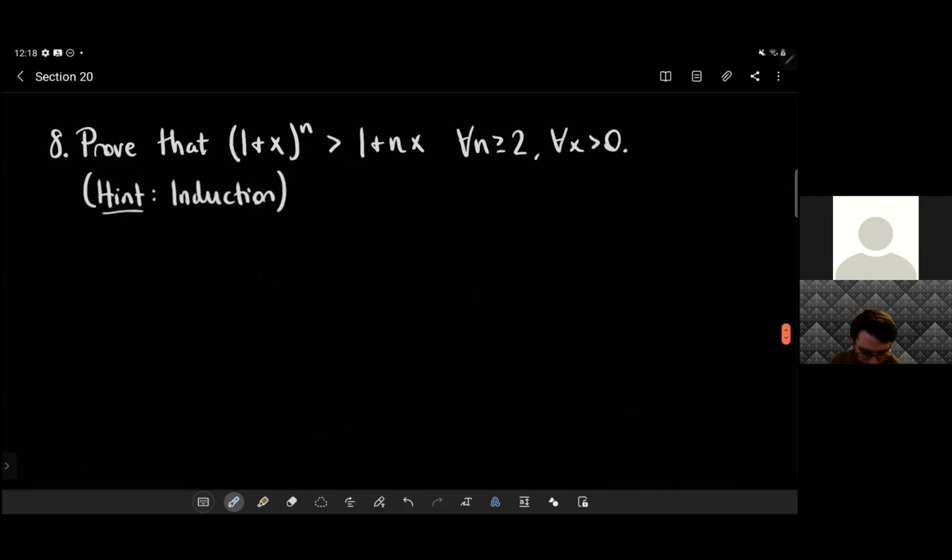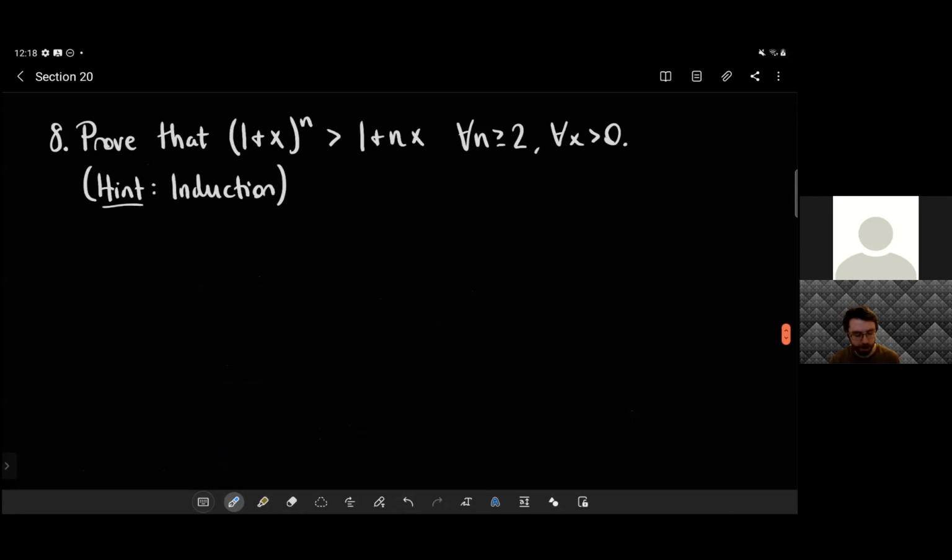All right, next one. Prove this by induction. I don't know if any induction proofs are going to be on the final, but I figured I'd include a weird one. So we want it to be true for all n greater than or equal to 2 and all real numbers x that are positive. So let's write our base case down. Of course, we'll start with n equals 2 because that's the lowest number we're claiming this to be true for.